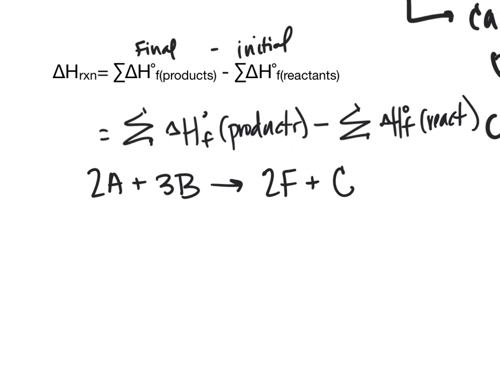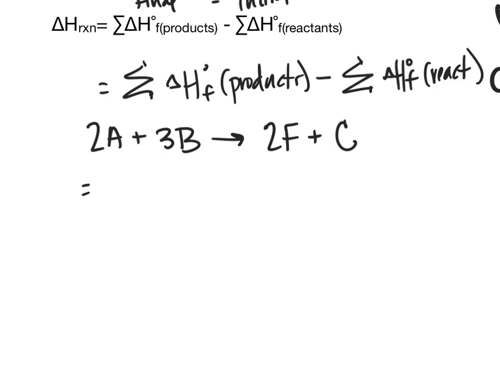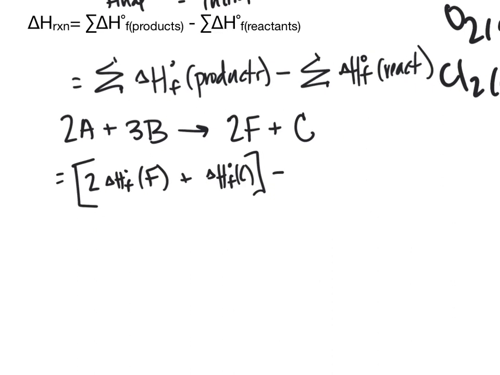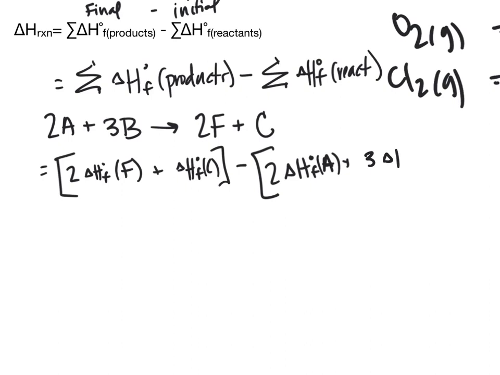So we can utilize the delta H naught F's to basically calculate that. So our equation would be 2 times the delta H naught F of F plus the delta H naught F of C, minus 2 times the delta H naught F of A plus 3 times delta H naught F of B.